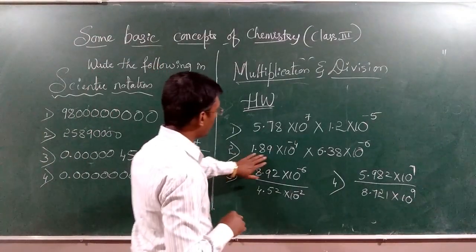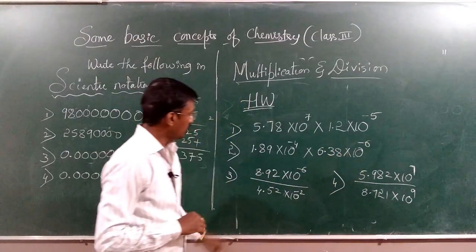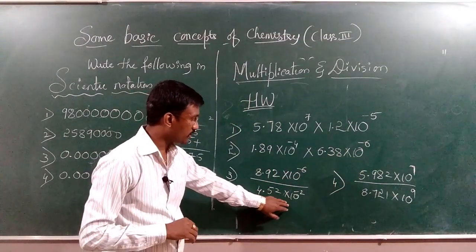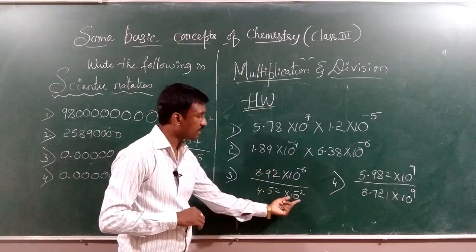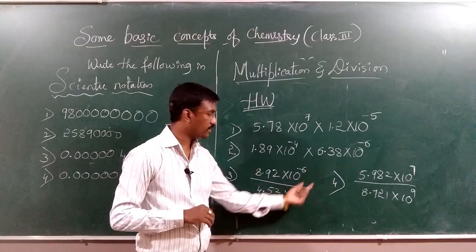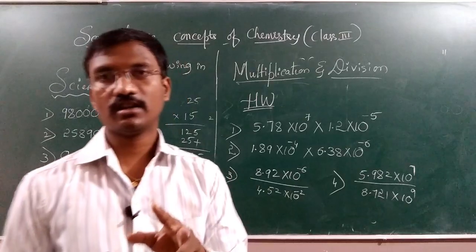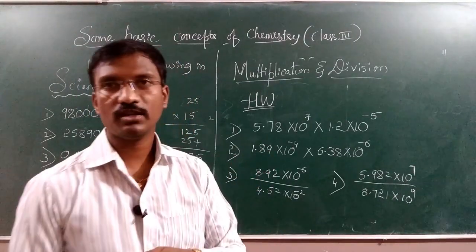And here, 1.89 multiplied by 6.3, and do the remaining the same way. And here, 8.92 into 10 raised to minus 16 divided by 4.5 into 10 raised to minus 2. Do these two divisions, and later handle the powers of 10 based on the signs, and justify it yourself. If both are the same sign, you do the addition. If both are different, you do the subtraction.